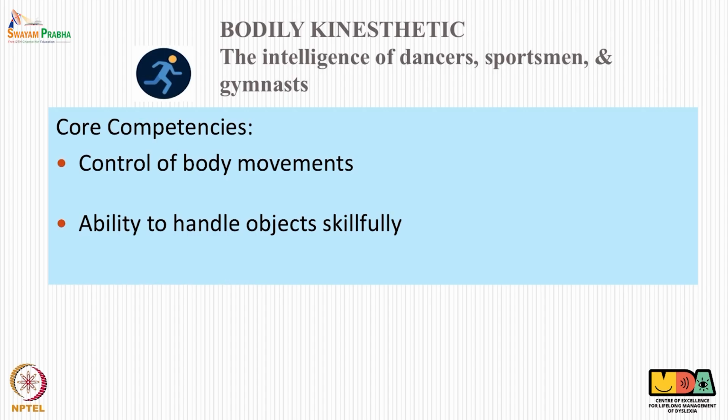In the classroom, these are your children who think in images and pictures. They love to design, draw and represent their understanding through diagrams. They are often very good with visual arts. This is the intelligence of sportsmen and dancers. The core competencies of this intelligence, let's look at the competencies in detail.